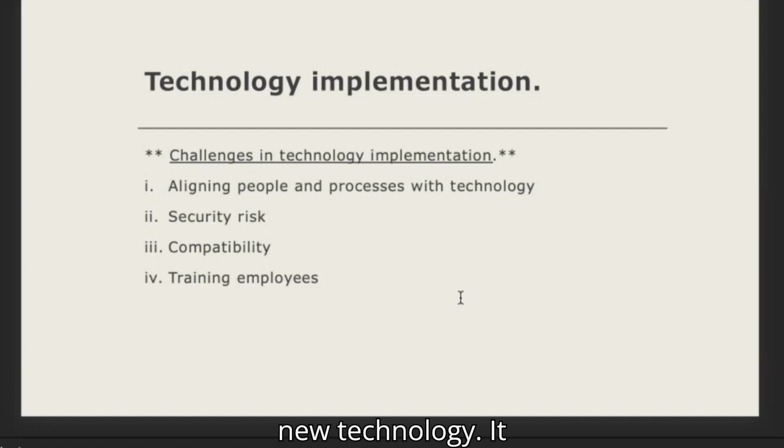So before implementing new technology, it has to be reviewed how it works and how simple it is for the organization, and particularly for the employees who adapt themselves to this particular technology, that we need to understand.